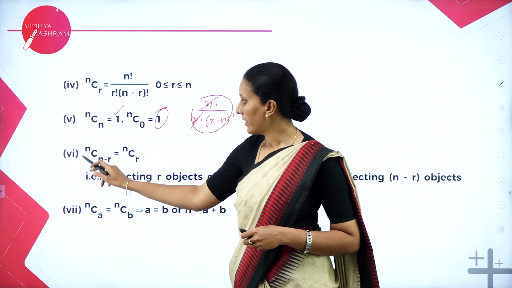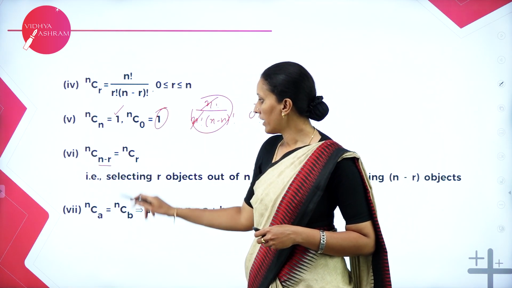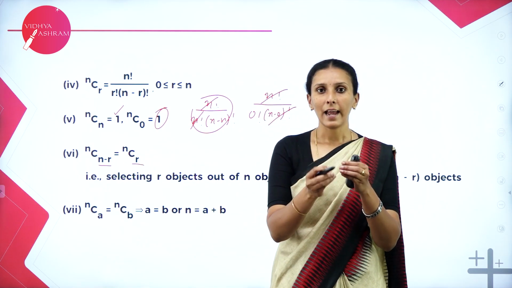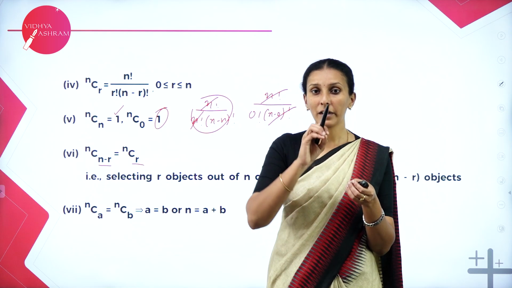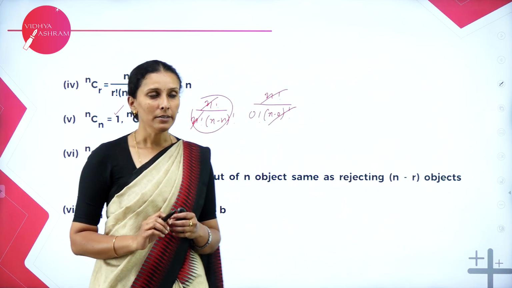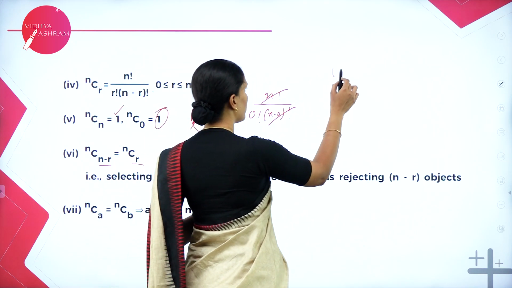Now, next thing, nC(n minus r) can be written as nCr. So what does this mean? Selecting some of the objects is nothing but rejecting the remaining objects. For example, consider there are 10 balls.